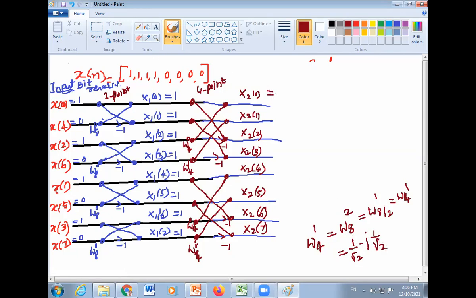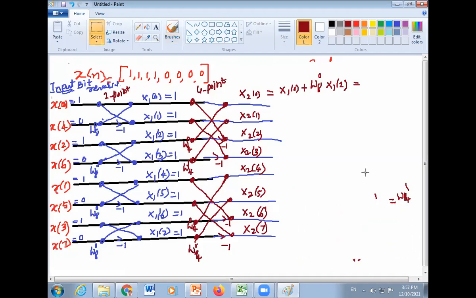Now let us calculate the value of x2 of 0. x2 of 0 is what? x1 of 0 plus this line W4 to the power 0, or else simply we will write it as W8 to the power 0 multiplied with x1 of 2, which is equal to, what is the answer? आप स्टेज 2 कंप्यूटेशन अलग से करो, otherwise I will do it separately so that we can understand the complete flow again. डायग्राम में हम बाद में और एक स्टेज करेंगे. Let us understand this. Let me calculate the value separately.